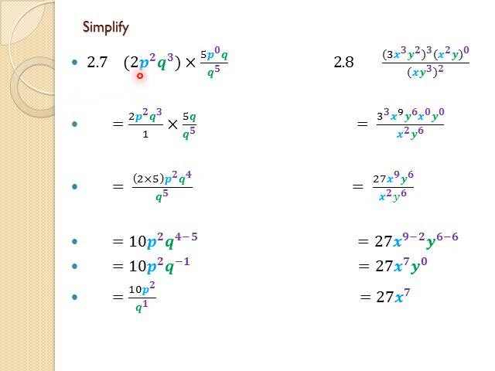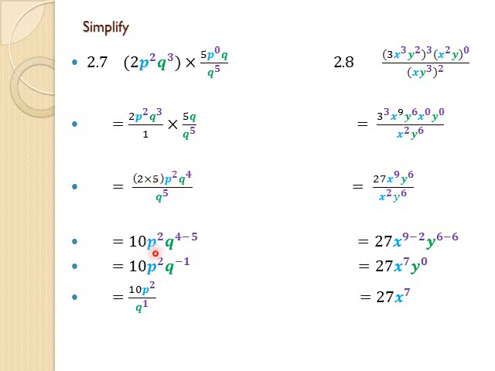2.7. Now I have 2p squared q cubed times 5p to the power 0 q over q to the 5. So that simply stays 2p squared q cubed, and I've written it over 1 as a fraction. P to the power 0 is 1. Anything to the power 0 is 1. And 1 times 5 stays 5. Left with q and q to the 5. So I multiply top. 2 times 5 gives me 10, p squared, and there q to the 3 plus 1 would give me q to the 4. Bottom I have q to the 5.